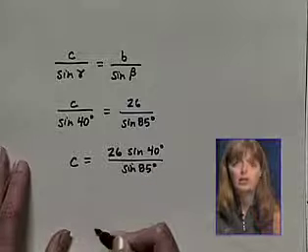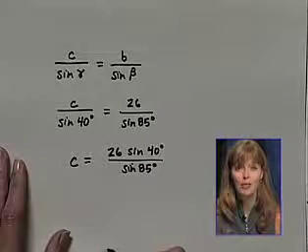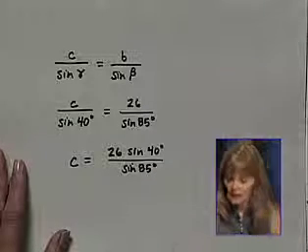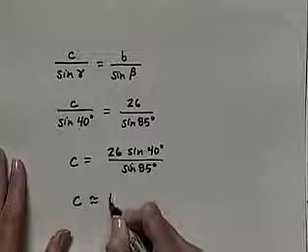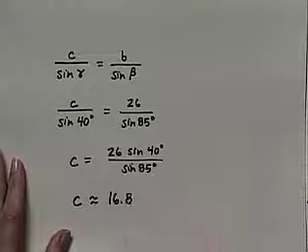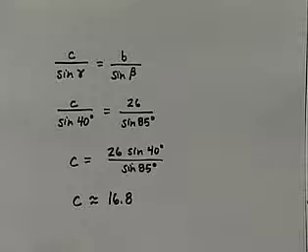And once again, let's use the calculator in order to come up with an approximate value. Here, we can take 26 multiplied times the sine of 40 degrees and divide that by the sine of 85 degrees in order to come up with an approximate value of 16.8. And writing that down, we have C is approximately 16.8, and that then completes the problem.